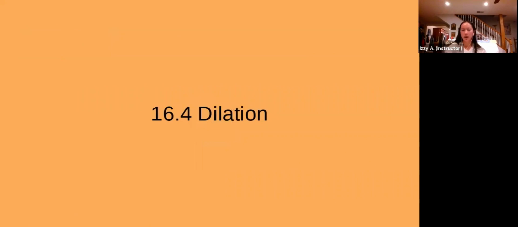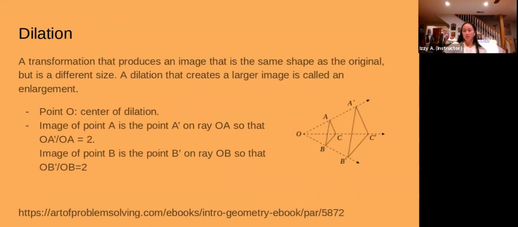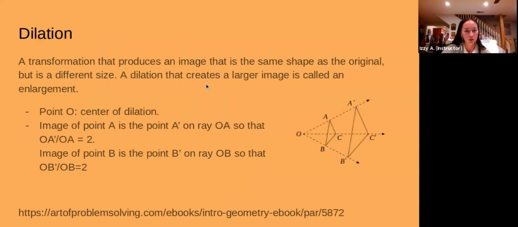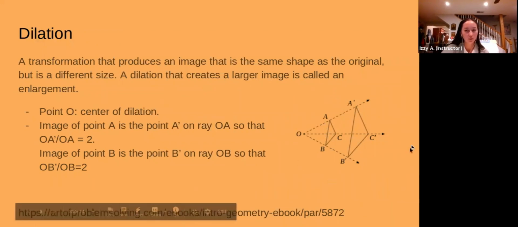Okay, next we have dilation. Dilation is a transformation that produces an image that is the same shape as the original, but is a different size. A dilation that creates a larger image is called an enlargement. For example, we have an example of a dilation here on the right.